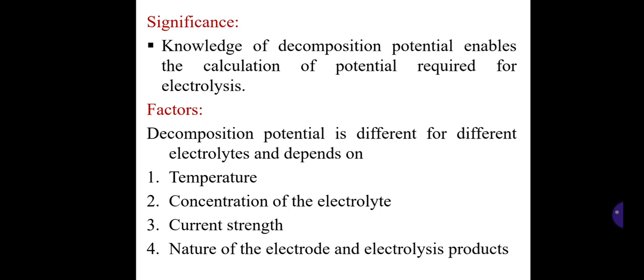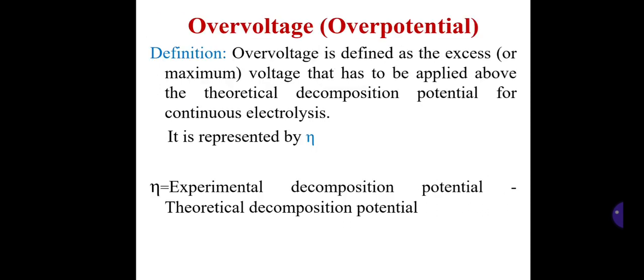Now following are some of the factors. Decomposition potential is always different for different electrolytes, and it depends on temperature of the reaction, concentration of the electrolyte, current strength, and also on the nature of the electrode and electrolysis products.